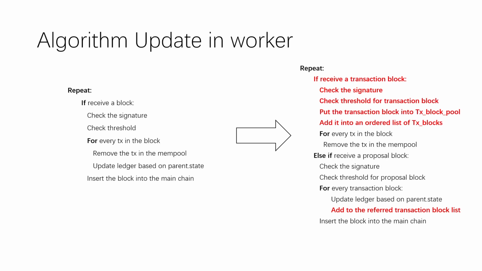In the worker process, the updates are similar. When receiving a block, it will be checked whether it is a transaction block or a proposal block. If it is a transaction block, it will be put into the transaction pool and ordered list. If it is a proposal block, after updating the ledger, all the transaction blocks it refers to will be marked as referred.